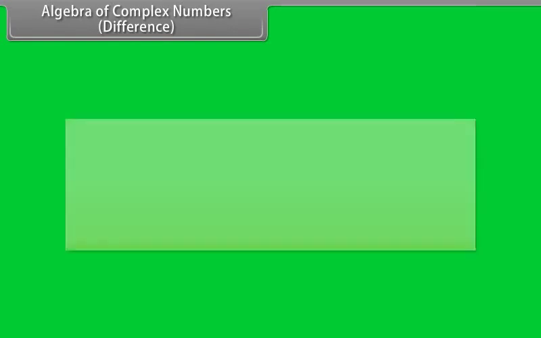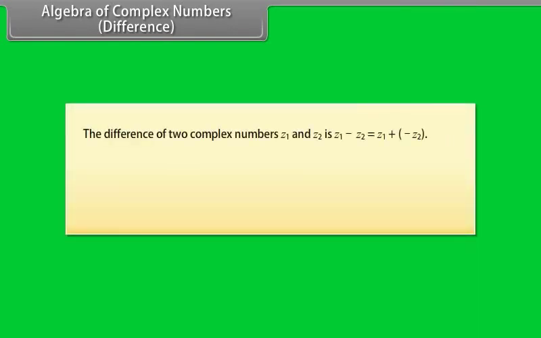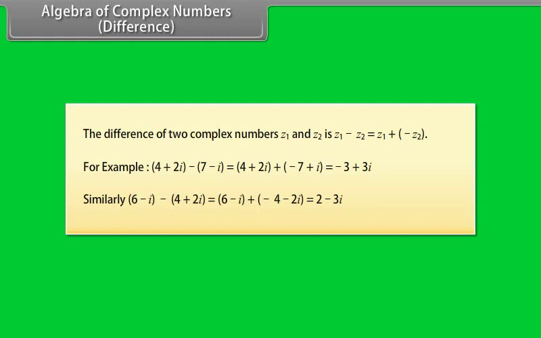Algebra of complex numbers. Difference. The difference of two complex numbers z1 and z2, z1 minus z2, is equal to z1 plus (minus z2). For example, (4 plus 2 iota) minus (7 minus iota) is equal to (4 plus 2 iota) plus (minus 7 plus iota) is equal to minus 3 plus 3 iota. Similarly, (6 minus iota) minus (4 plus 2 iota) is equal to (6 minus iota) plus (minus 4 minus 2 iota) is equal to 2 minus 3 iota.